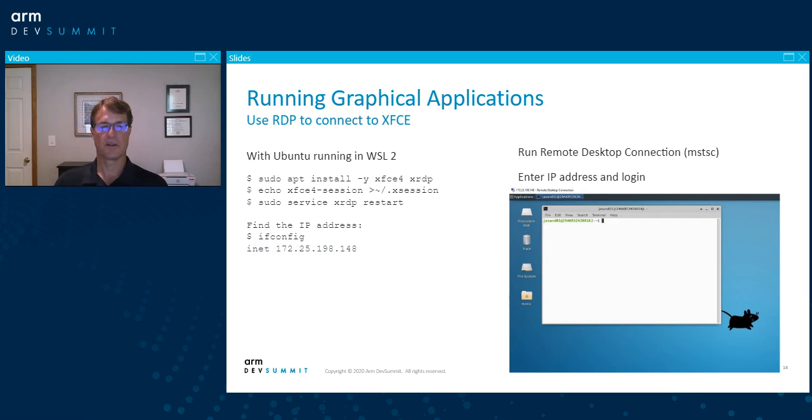So one more tip I want to share here is we get a lot of questions about how to run graphical applications with WSL2. The way you can do that on Windows is to use RDP. An RDP client is always built into Windows. Let's say I'm running WSL2 with Ubuntu, I can install the XFCE desktop and XRDP, which will make a connection to the RDP client. And then I can bring up a Linux desktop right on my Windows laptop. Again, all with the ARM architecture.